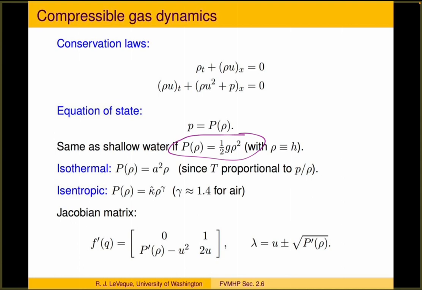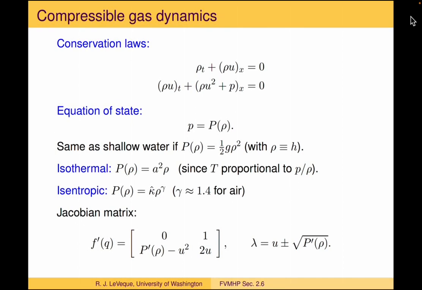But we also looked at this in the case of isothermal flow and isentropic flow, where the pressure is a simple function of density, and you get a structure of the Jacobian matrix that's identical to the shallow water equations in those cases.